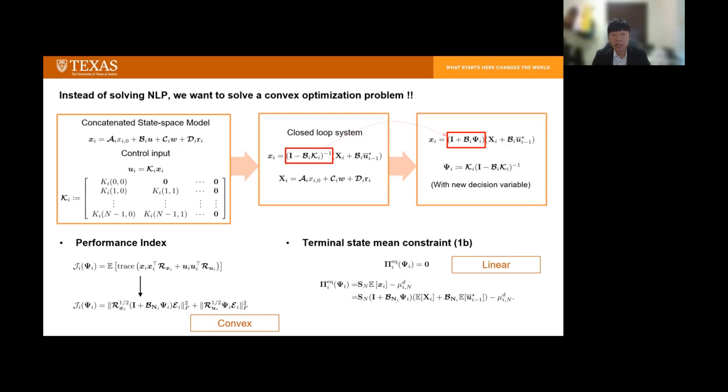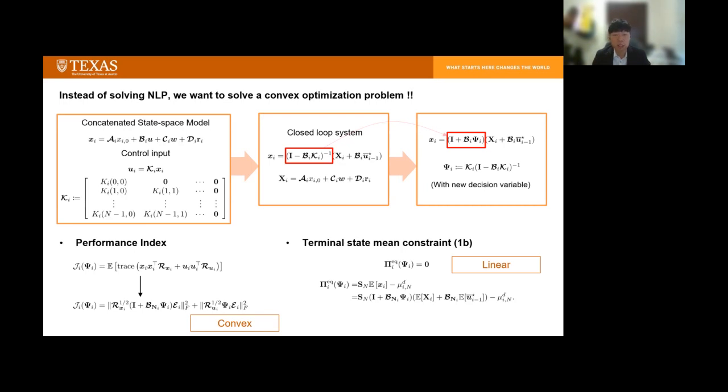In this case, mathcal K is the original decision variable. The closed loop system can be expressed in the second box with a decision variable K. However, we don't want to consider the inverse of our decision variable K. So we represent the state of the closed loop system with a well-defined decision variable psi. Using this new decision variable psi, we can rearrange the performance index and all constraints to be convex.